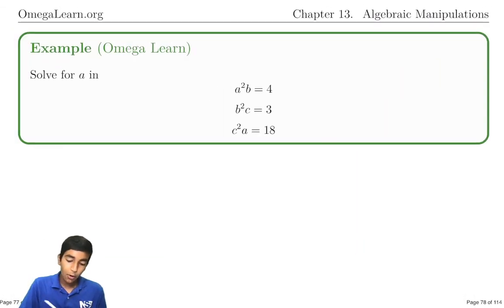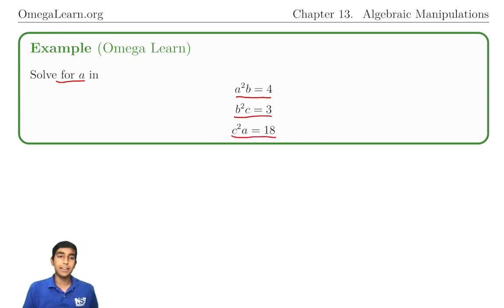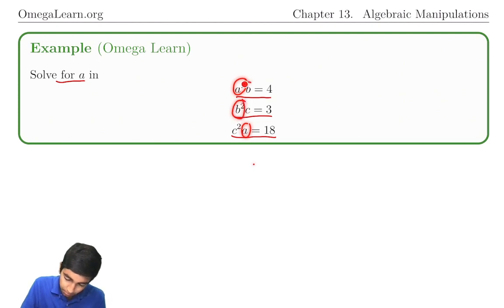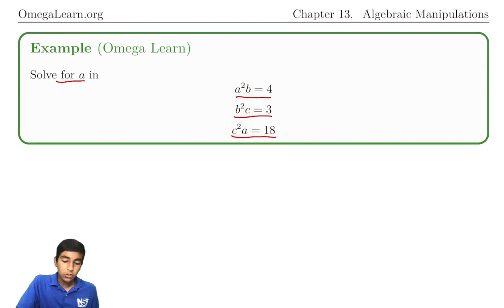In this problem, we're asked to solve for a. We have these three equations: a squared b is 4, b squared c is 3, c squared a is 18. So what should we do here? The first thing to notice is that it's actually symmetric, because notice how there's an a squared term, an a term, a b squared term, a b term, an a c term, and a c squared term. So there are actually two ways to solve this.